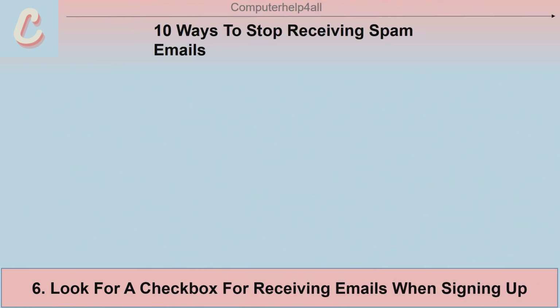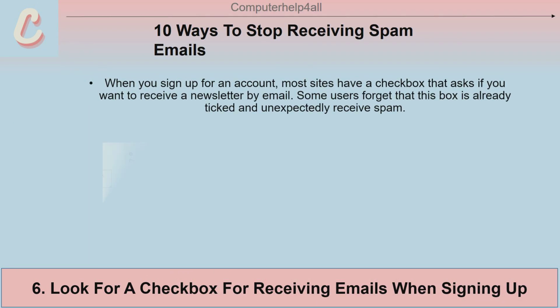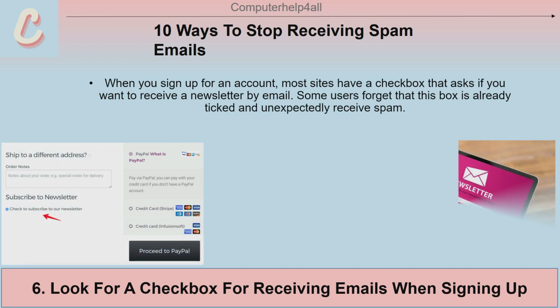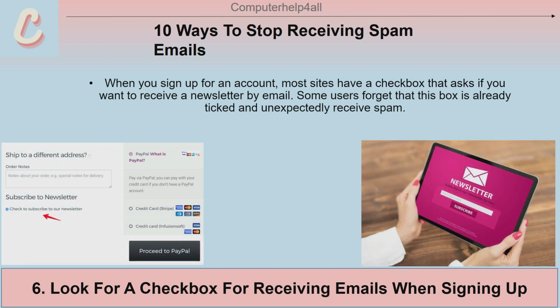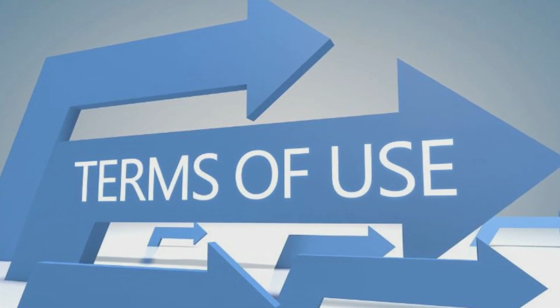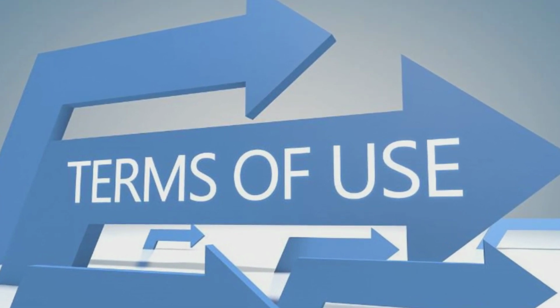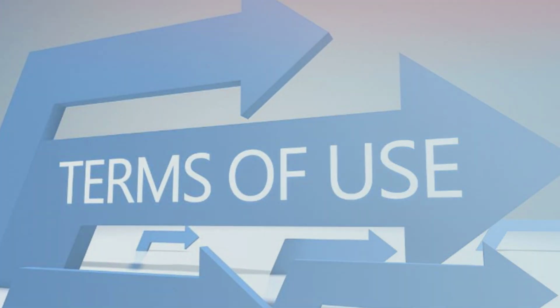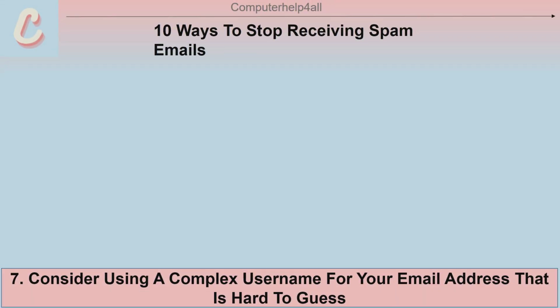When you sign up for an account, a lot of sites have a checkbox that asks if you want to receive a newsletter by email. Some users forget that this box is already ticked and unexpectedly receive spam. Therefore, if you don't want to receive a newsletter by email, do not tick the box. You should also read the terms of use document before subscribing to something. Some of these terms might include an agreement to receive regular emails from the company or permission to share your information with third parties, which you won't be aware of if you don't read it. This is why reading the terms of use is a way to keep unnecessary spam out of your inbox.